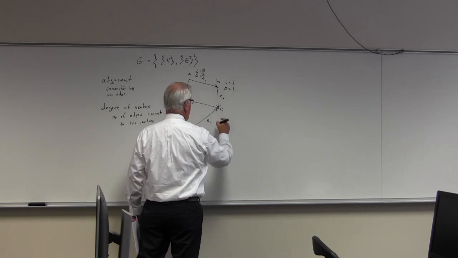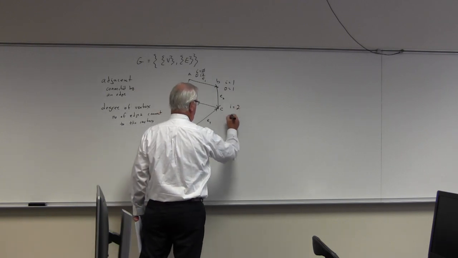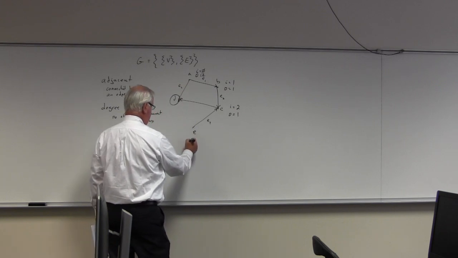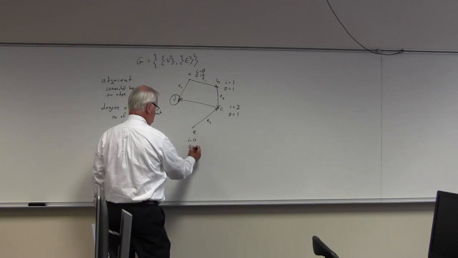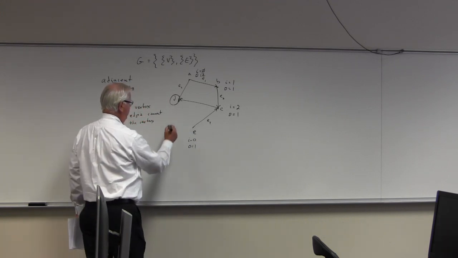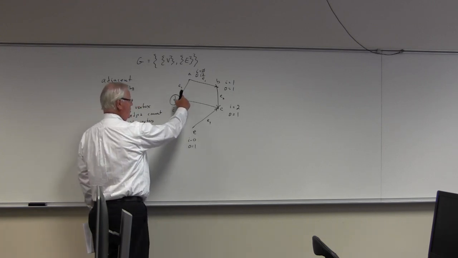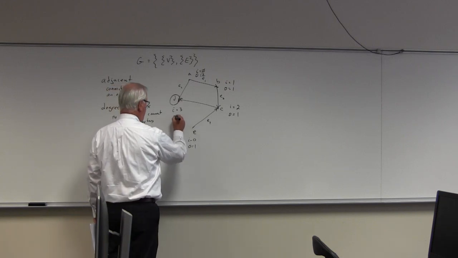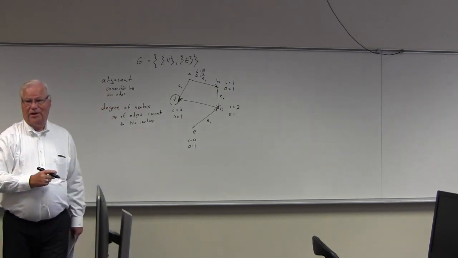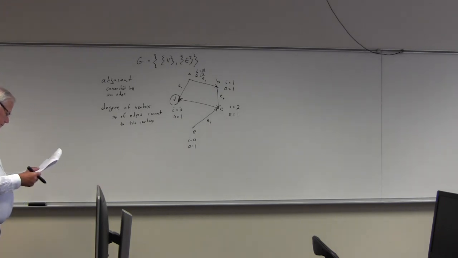1. And for C, what's the in degree? 2. And the out degree is? 1. For E, the in degree is? 0. And the out degree is? 1. What about D? What's the in degree? 1, 2, 3 actually. And the out degree is 1. Okay. And notice they add up then to the degree that we said before, the total degrees.